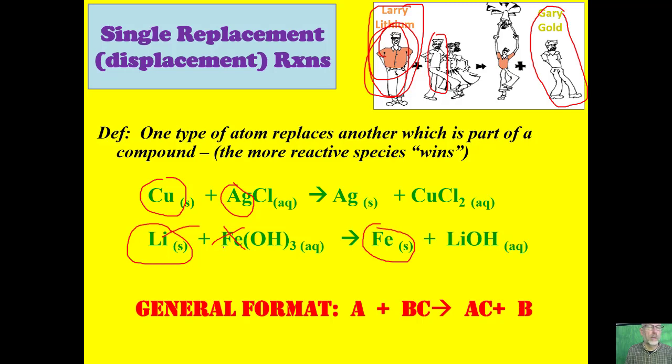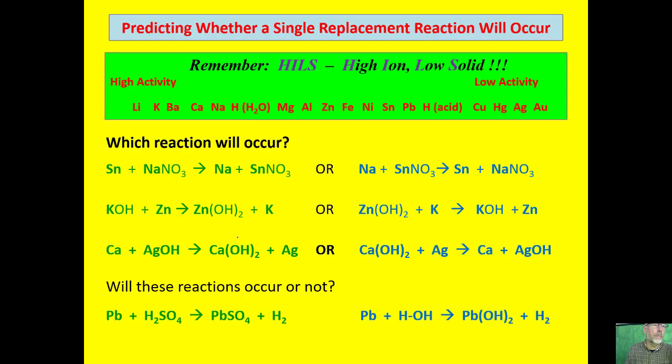Oh, how do you know this? You look it up on the back of your periodic table. So sometimes people say Hills, high ion, low solid. That's how you remember this. All right. But I always remember Larry Lithium. He always ends up with a buddy. And poor Gary Gold never has a friend. But that's why gold is so valuable, because gold doesn't react. Gold is always by itself.